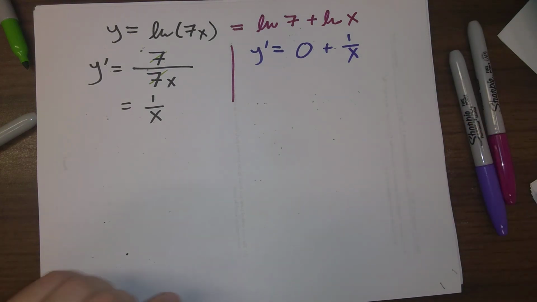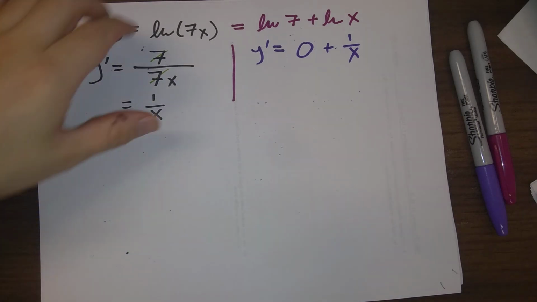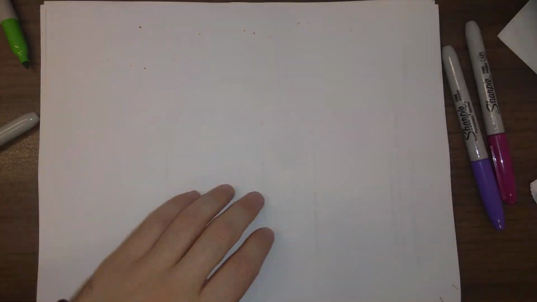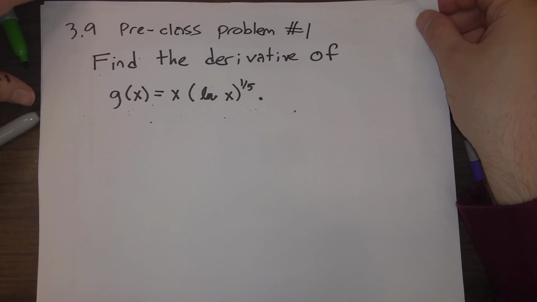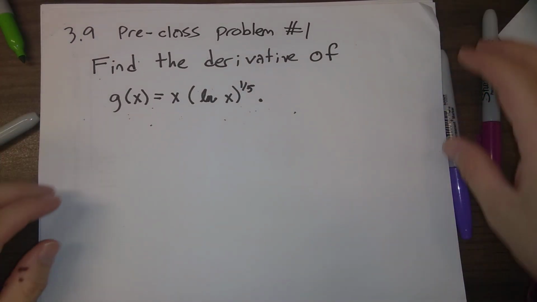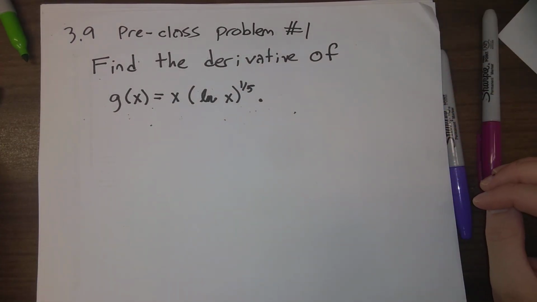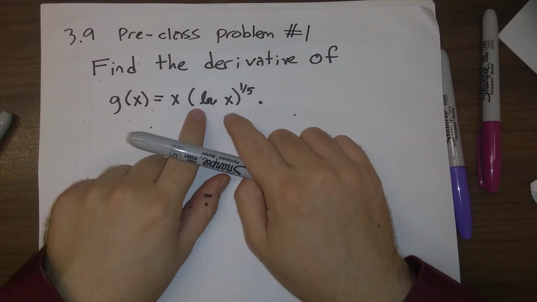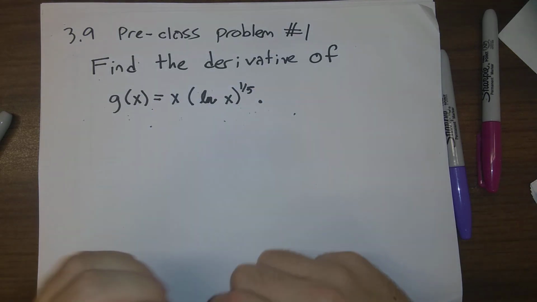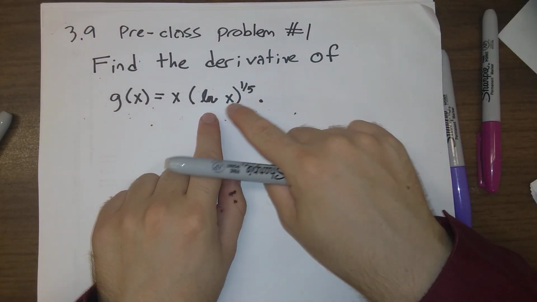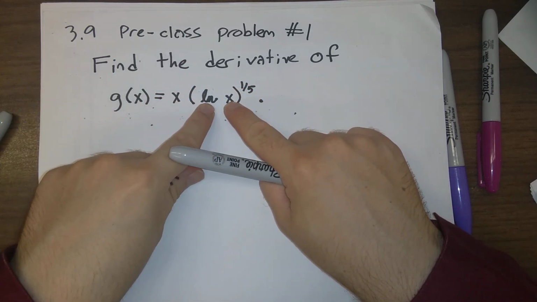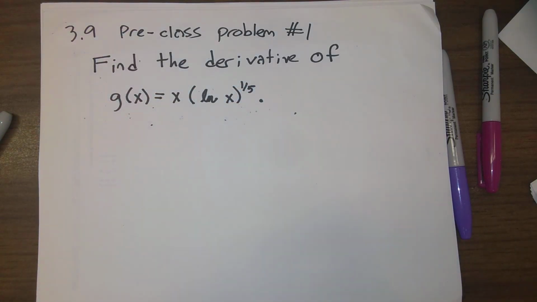Okay, so I think that's what I want to say for this video. So as we discussed in class, from now on we're going to have some pre-class problems for you to write up and stick in Canvas. So here is your first pre-class problem. Find the derivative of x times natural log of x, all of that raised to the 1/5 power. So note here, this isn't natural log of x to the 1/5. So the inside function is natural log of x. Take all of that to the 1/5 power.